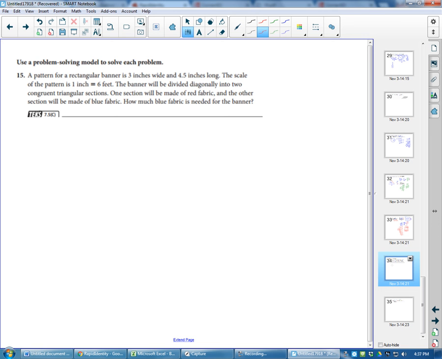Alright, pattern for a banner 3 inches wide by 4.5 inches long. So can we draw a rectangle?